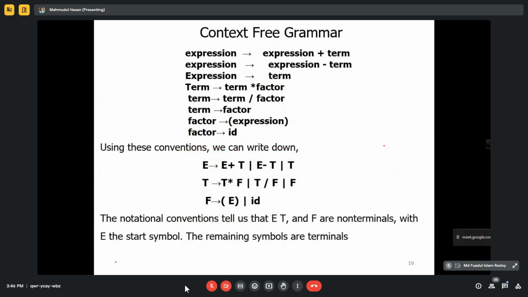If you give me another example, it would be so clear, sir. Okay. So suppose, I think writing expression is more time consuming and tiring. So you can replace expression with E to make it flexible to write. And you can replace term with T. You can replace factor with F.